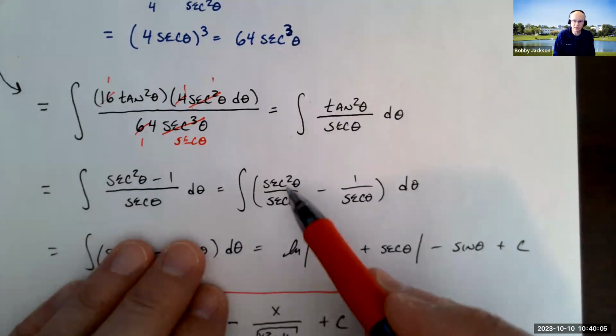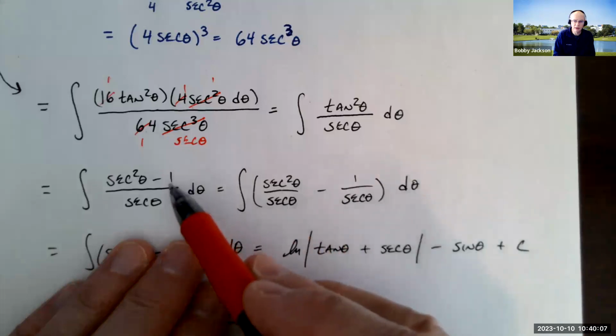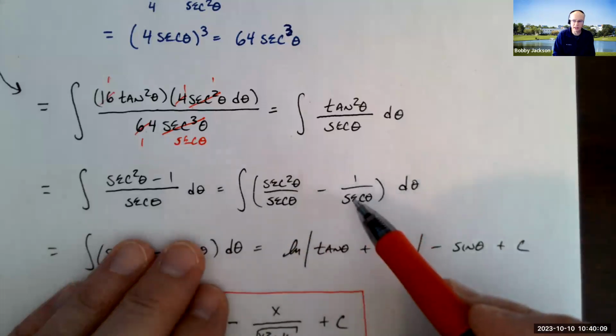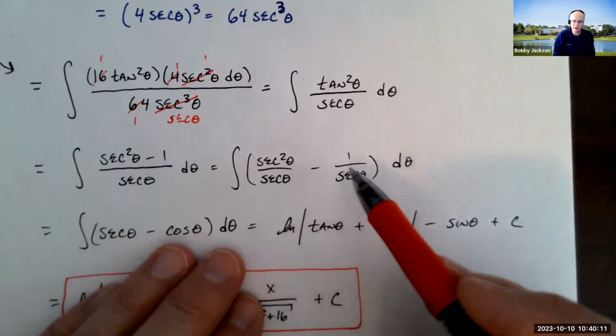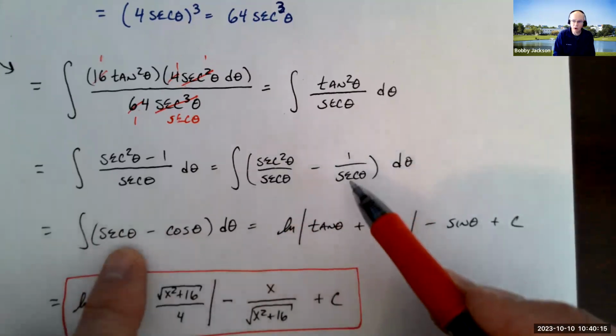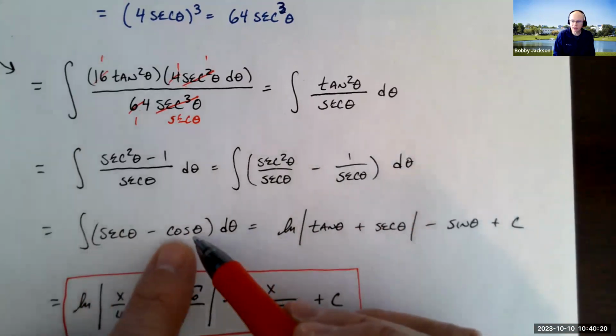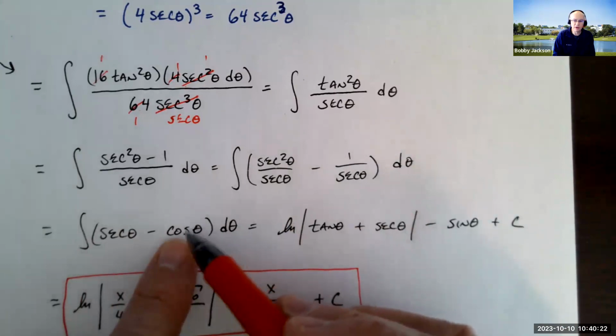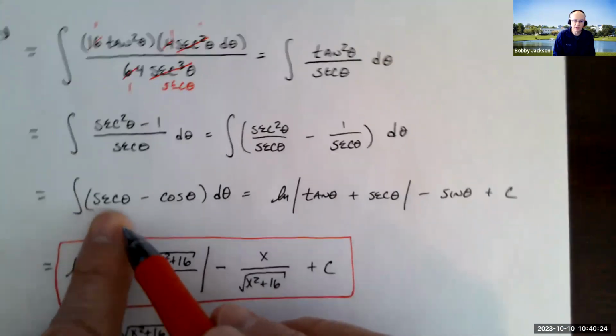So this becomes secant squared theta over secant theta minus 1 divided by secant theta. And the reason we do this now is, notice this is just secant theta, right? And 1 over secant theta, well, that's the reciprocal of secant theta, which is cosine theta. Hey, and we know the antiderivative of cosine theta. What about the antiderivative of secant theta?